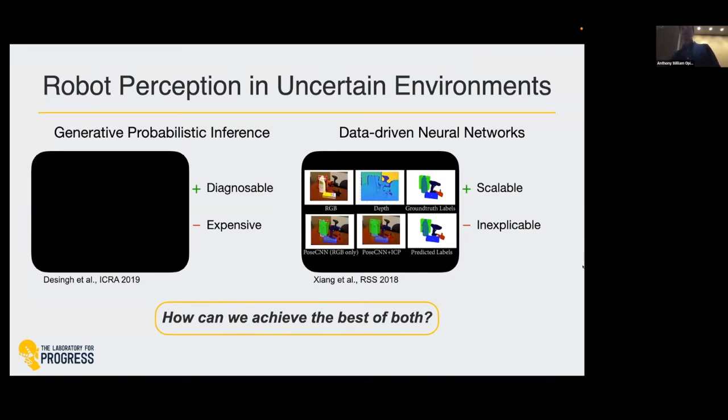On the data-driven neural network side, they tend to have very complementary trade-offs. Whereas probabilistic inference is slow, data-driven neural networks tend to be very scalable. So you can apply them to large data sets and to new unseen data sets without much domain knowledge. But on the downside, they tend to be inexplicable. And so in this project, we were really interested in trying to understand whether or not we could bring the advantages of both of these together to achieve the best of both.